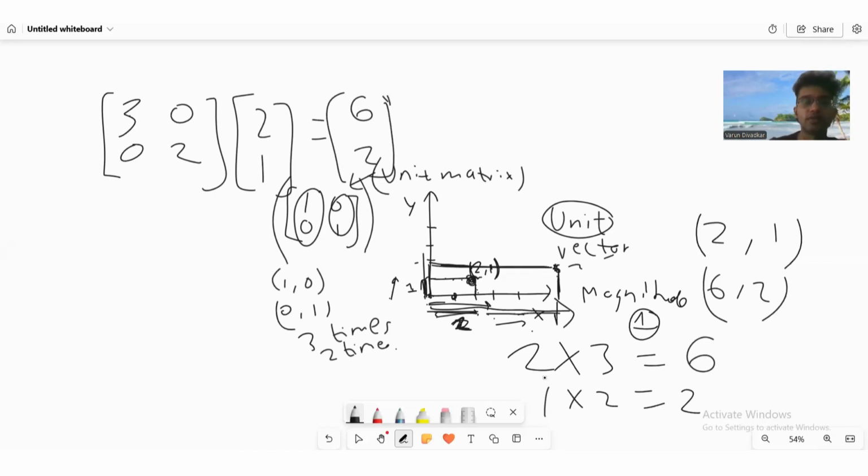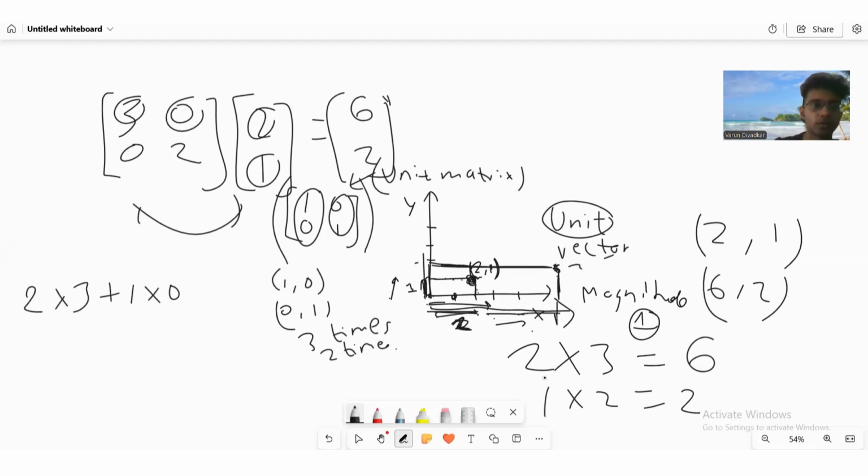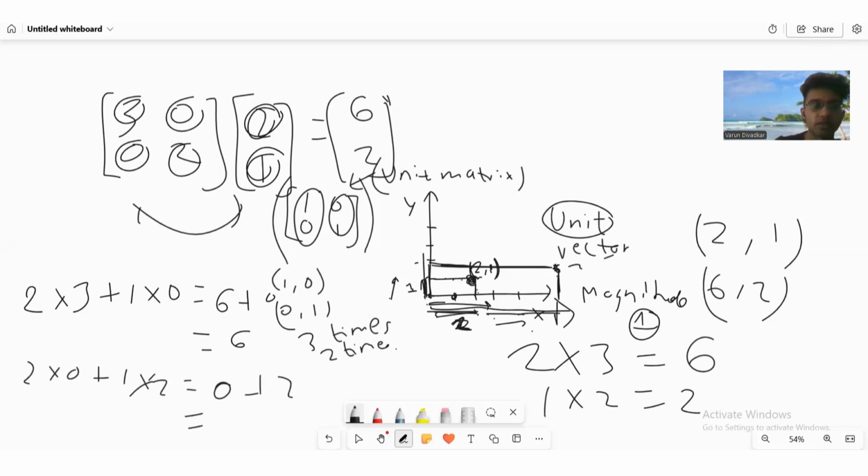And then you might have learned this in school and college that the way you multiply a matrix is basically you take 2 into 3 plus 1 into 0, which equals 6 plus 0, which equals 6. And then you take 2 into 0 plus 1 into 2, which is basically 0 plus 2, which is basically 2.